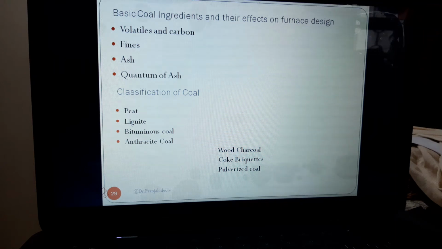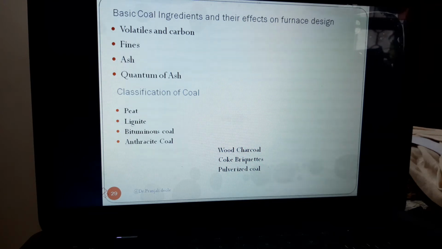Hello everyone. In this video we are going to talk about the basic coal ingredients and their effect on the furnace design and the classification of the coal. The basic ingredients of coal are volatiles and carbons, fines, ash and quantum of ash. Their percentage and nature control the boiler design to adopt a particular type of coal and the effect of available coal on the performance of existing boiler.